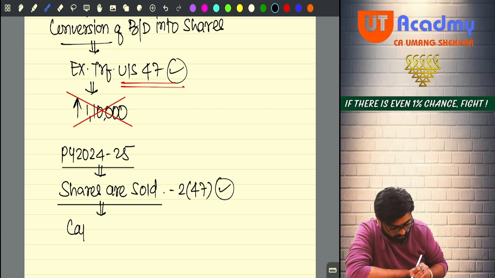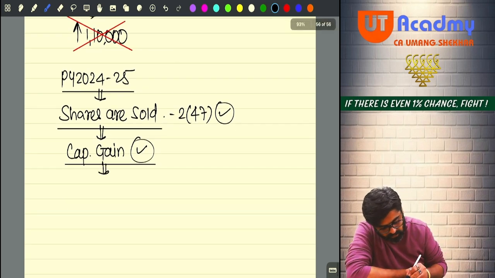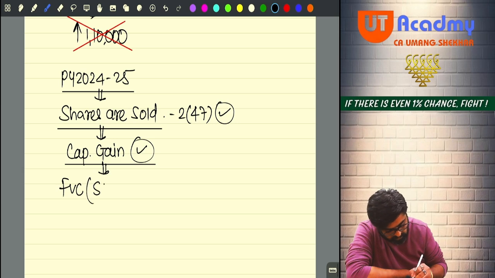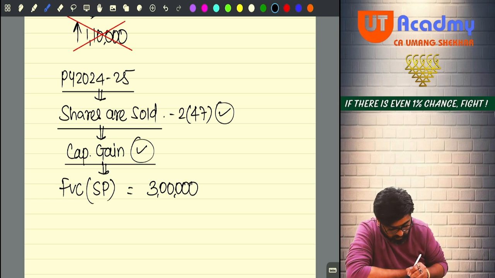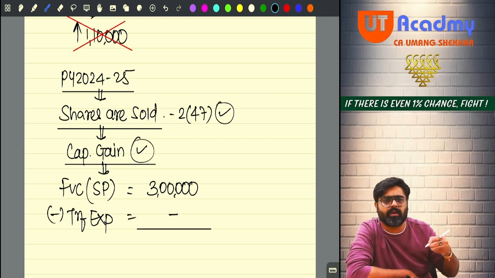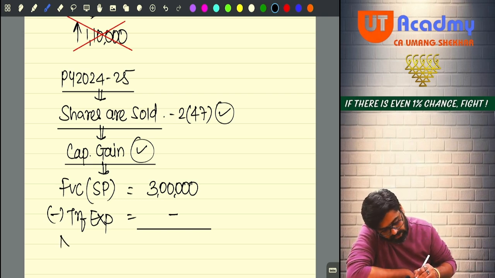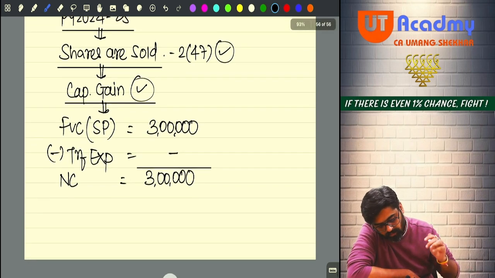This time your capital gain will be calculated. Now in order to calculate this capital gain of shares, what will you take? You will take full value of consideration. That is nothing but the sale proceeds. How much? 3 lakhs. Minus what? Transfer expense. So for example, there was no transfer expense. If there was some transfer expense, we will reduce that also. But in our example, there was no transfer expense. So the net consideration will be 3 lakhs.